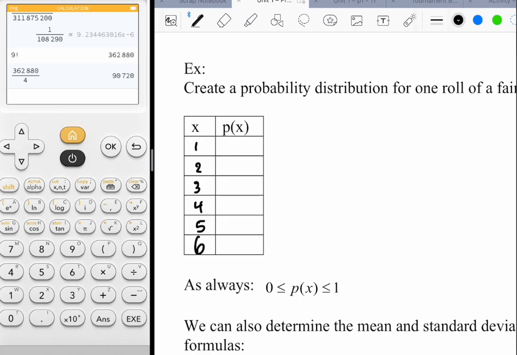Right? So the probability of getting a 1 when you roll a die, 1 out of 6. Probability of getting a 2 when you roll a die, 1 out of 6. A 3, 1 out of 6. A 4, 1 out of 6. A 5, 1 out of 6. And a 6 would be 1 out of 6.